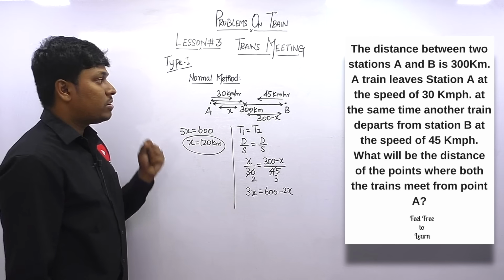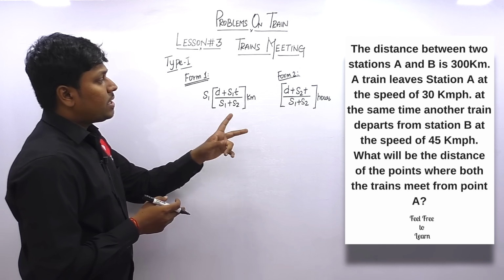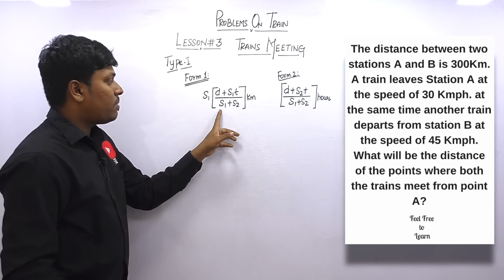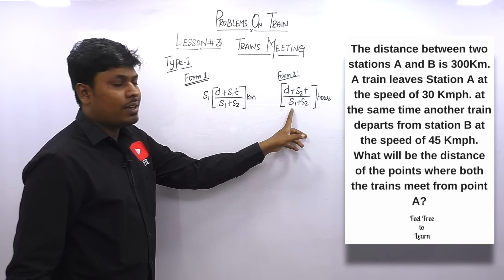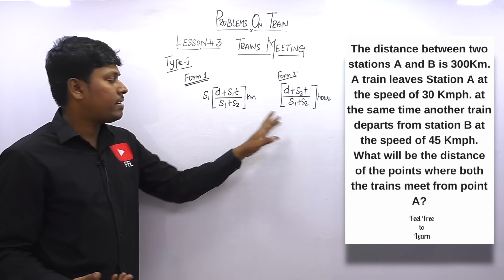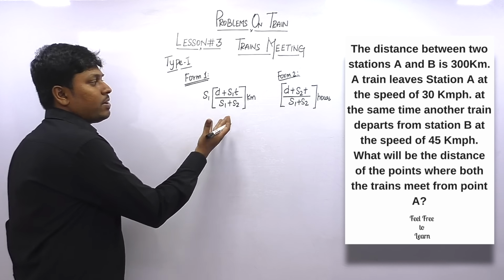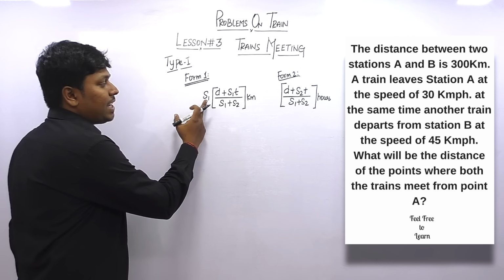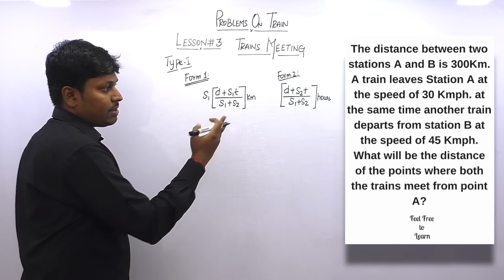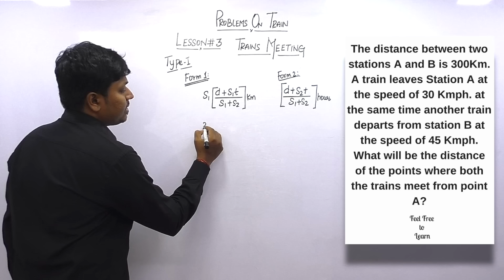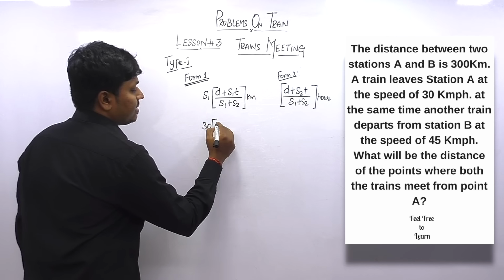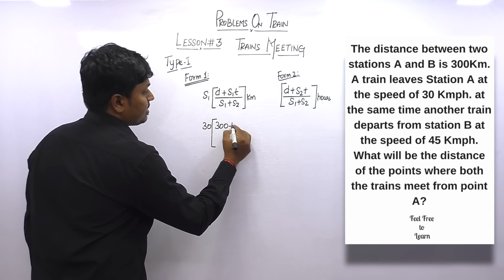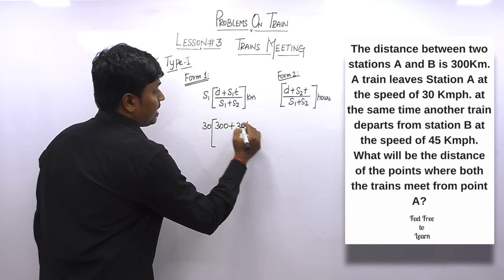So now let me move on to the formula method. I have already told you there are two formulas in type number 1. The first formula finds at what distance both the trains meet, and the second formula finds after how many hours both the trains meet, right? So first let me find at what distance both the trains meet. The value of S1 will be the train 1 speed, which is directly given, that is 30 kilometer. And the distance between both the stations is given, 300 kilometer, plus S1 speed will be 30.